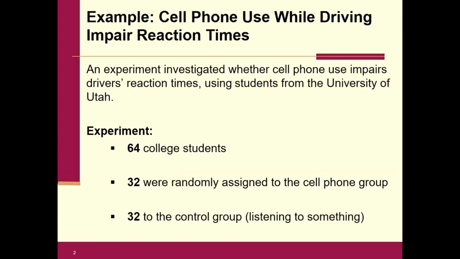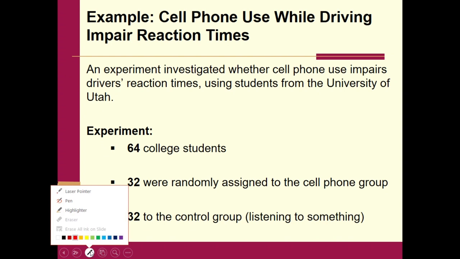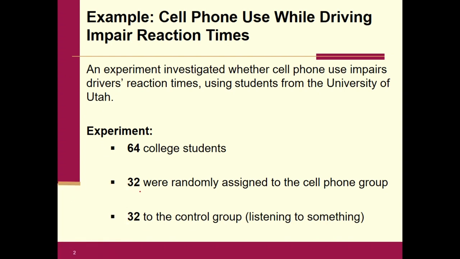All right. So our first example, an experiment investigated whether cell phone use impairs drivers' reaction times, and so that's our response variable, reaction times, using students from the University of Utah. So this was an actual experiment that was run. We have 64 college students from the University of Utah, and then they were randomly assigned. 32 were randomly assigned to the cell phone group, and then 32 were in the control group. And I'll define what the control group was here in a second, what they were doing.